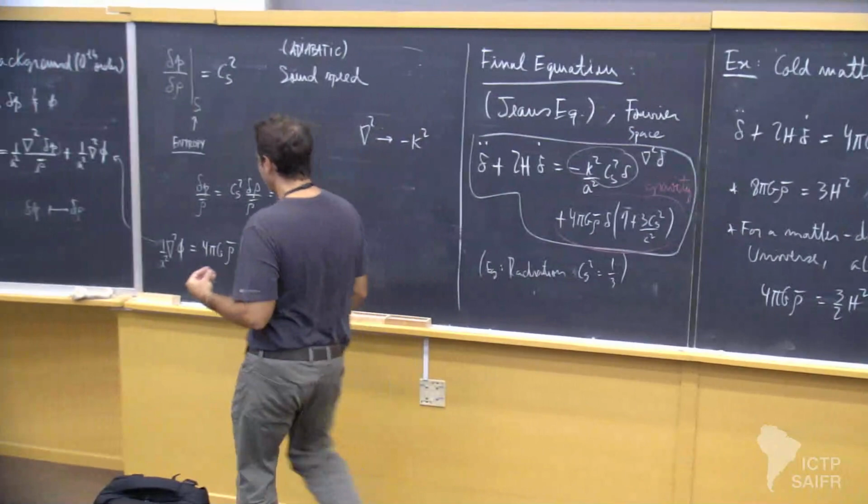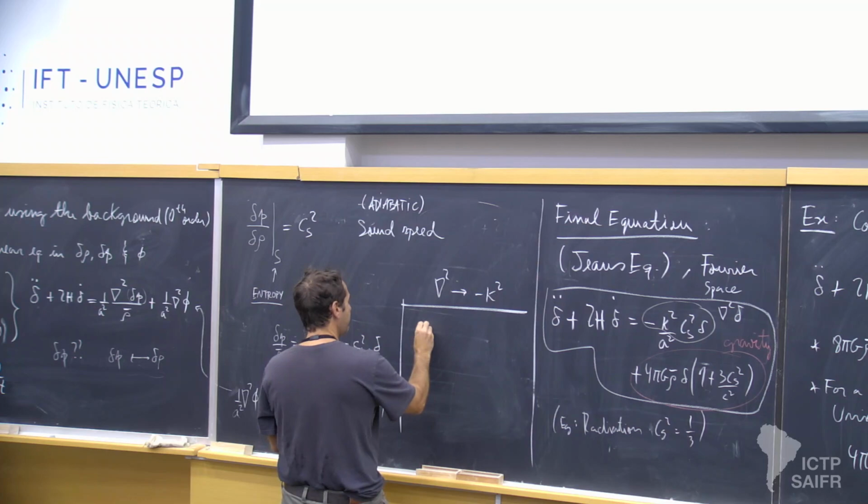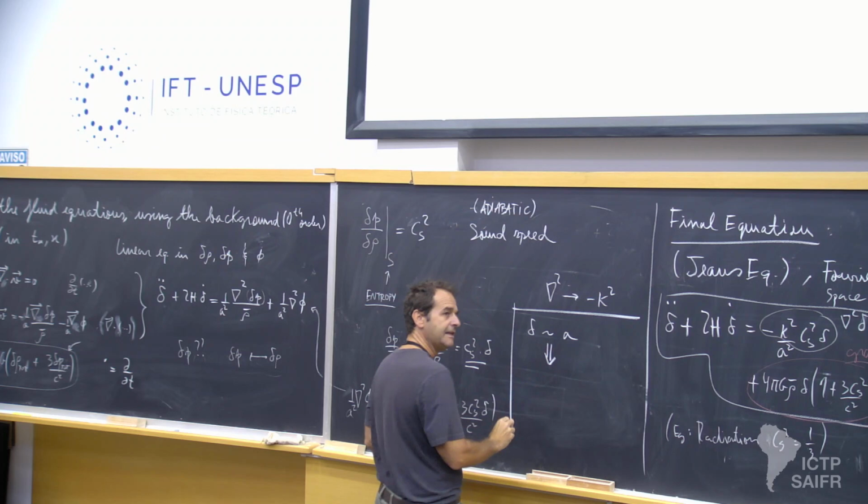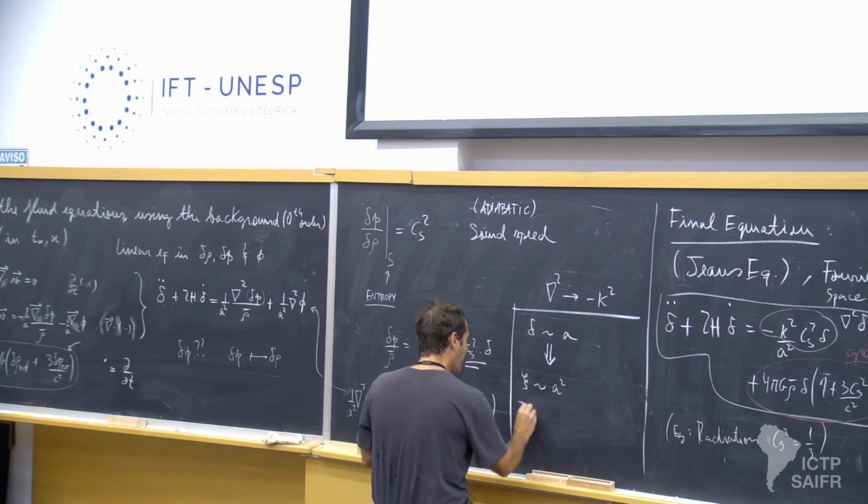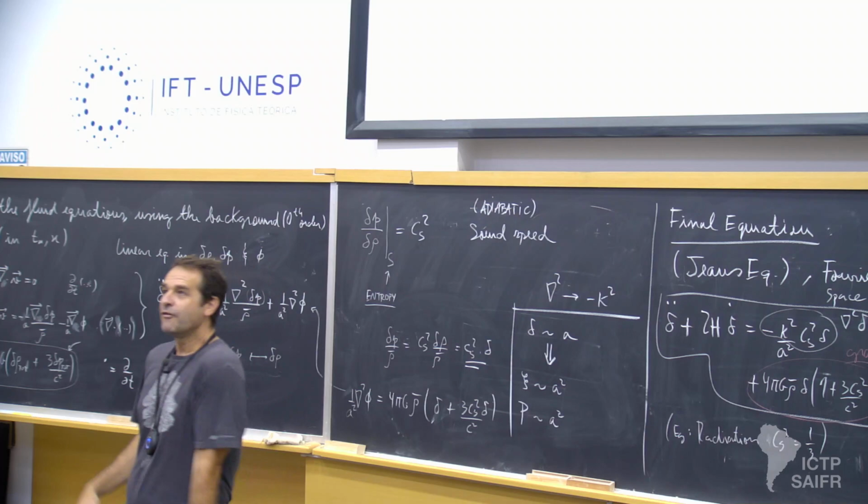So let me just write this on this board here. In the linear regime, we have the delta of matter goes like the scale factor, and therefore, in the linear regime, both the correlation function and the power spectrum grow like a squared, okay? Of course, as you enrich the physics, this will become more subtle.